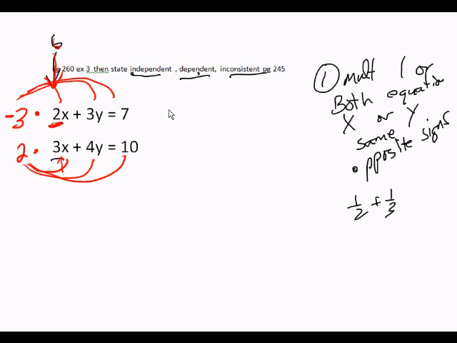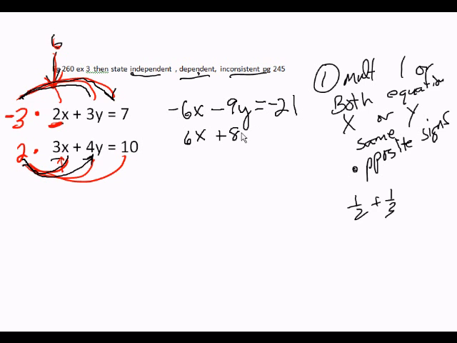Okay, so instead of 3, I'm going to multiply the top by negative 3. Negative 3 times 2x I get is a negative 6x. Negative 3 times a positive 3y is a negative 9y. And negative 3 times 7 equals a negative 21. The bottom I multiply by 2. 2 times 3x is 6x. 2 times 4y is a positive 8y. And 2 times 10 equals 20.